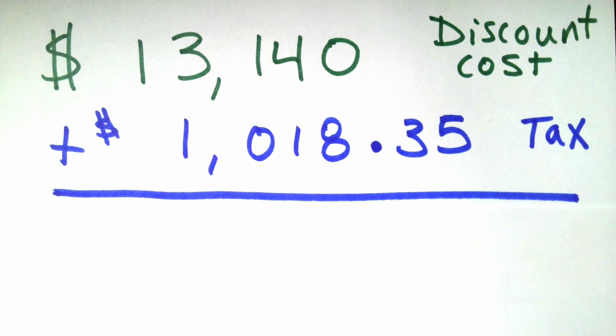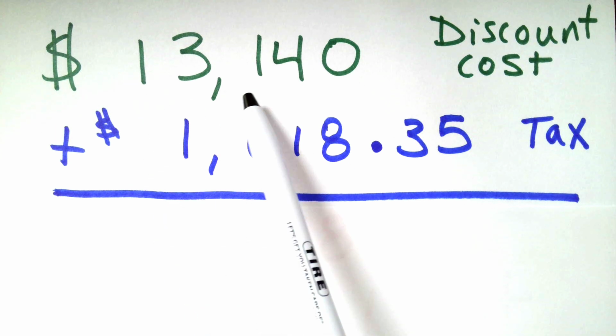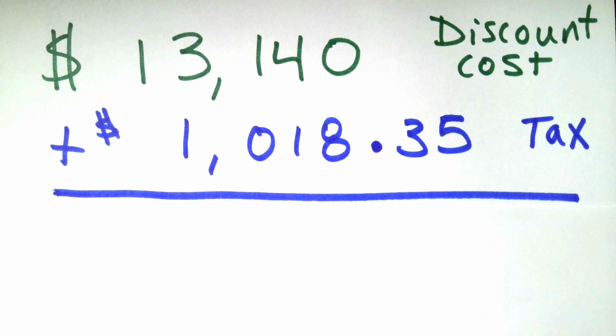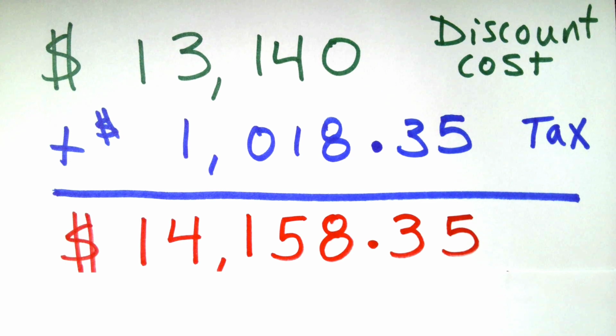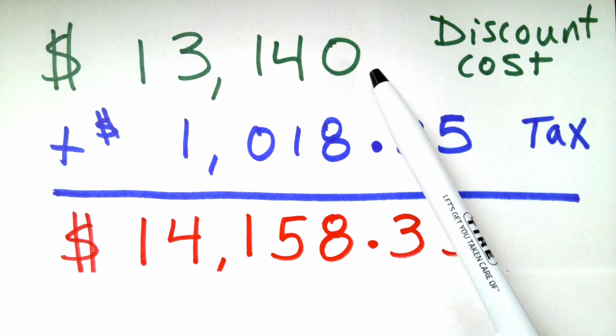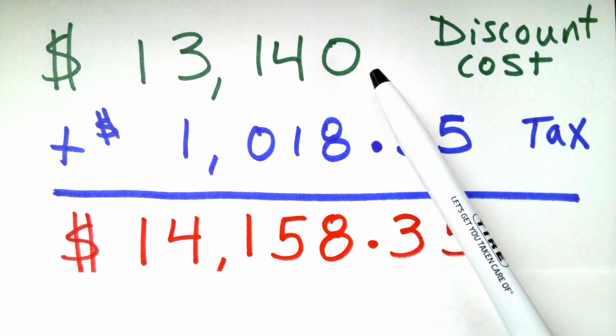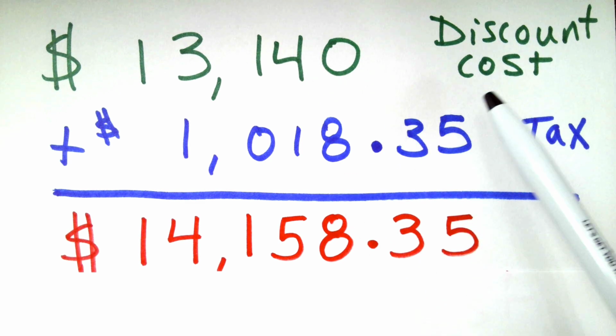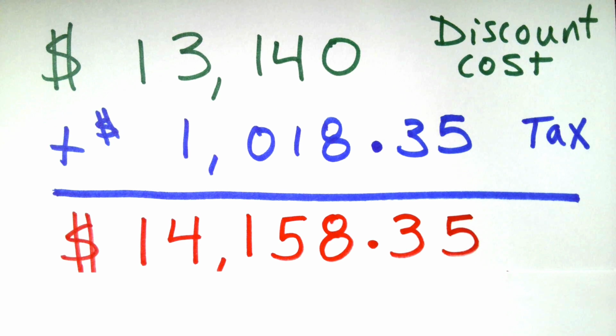All right, so you can see here we have the discounted cost of the vehicle, $13,140, and we're going to add the tax, right? Because that's a markup. You add the markups, you subtract the markdowns or the discounts. So this is a markup, it's tax. I'm going to add it, $1,018.35. That's my tax. All right, so you can see here, there is no decimal after the zeros place in that value, $13,140, the discounted cost. It's invisible, right?